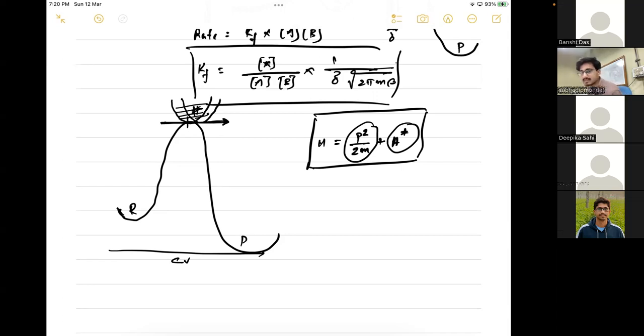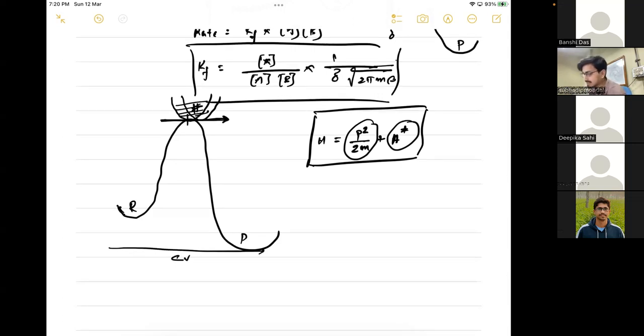So this is the second assumption. The first assumption was that once the trajectory crosses the barrier, there is no coming back, there is no recrossing. And the second is the assumption of separability. So there is no energy transfer between the orthogonal modes and the motion along the reaction coordinate.